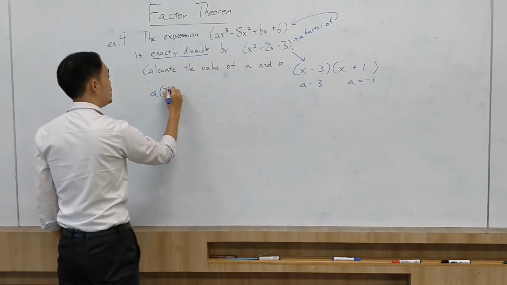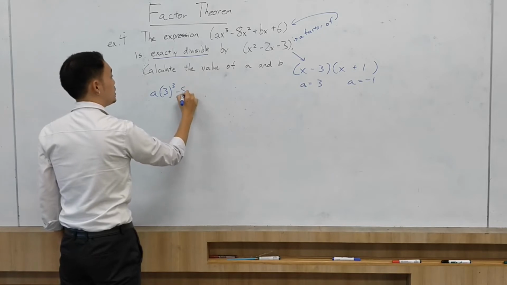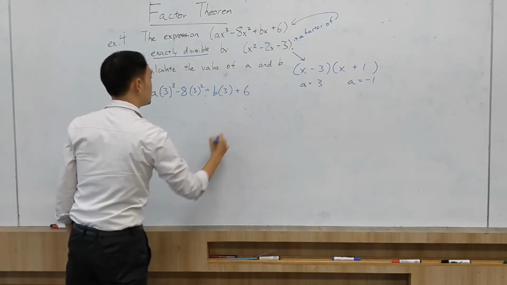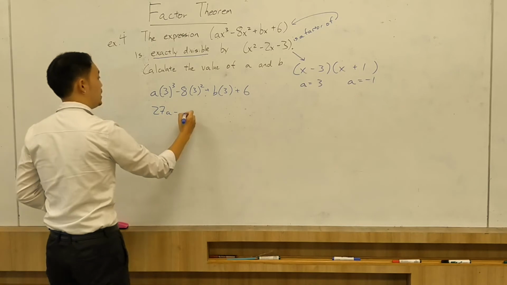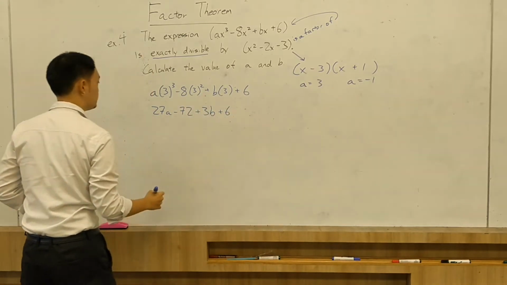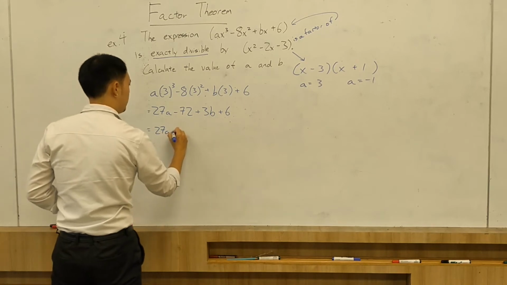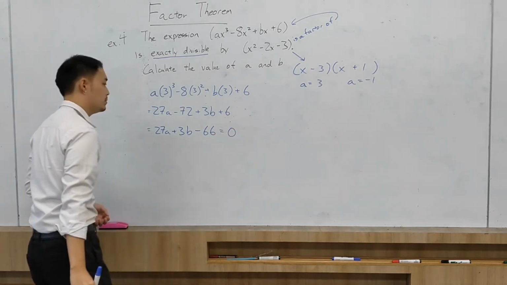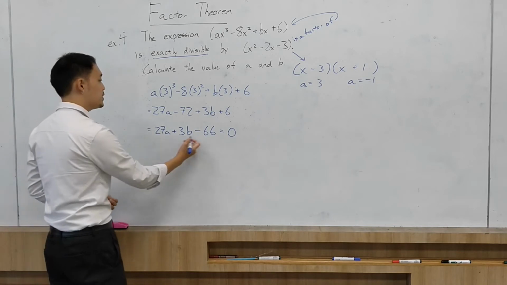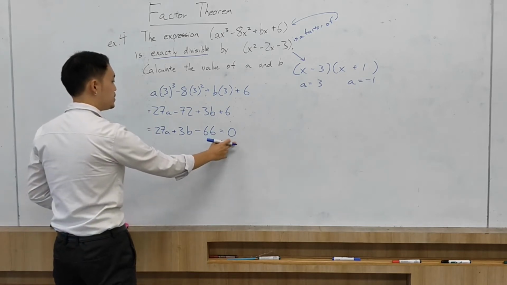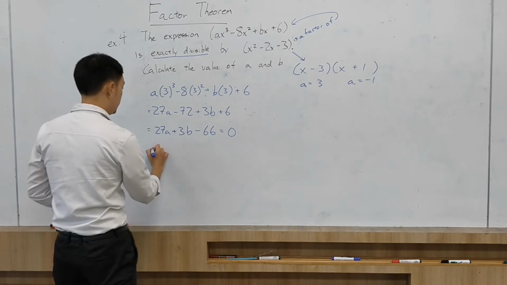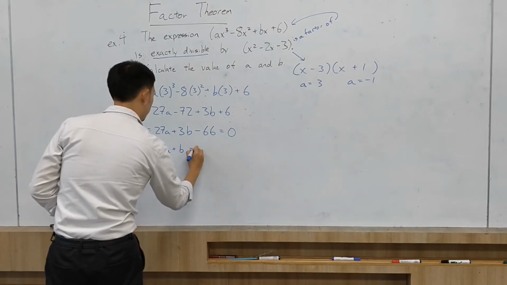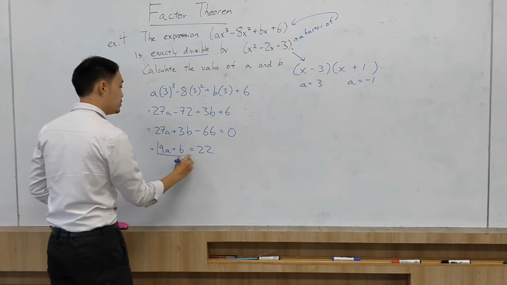I'm going to have a times 3 to the power 3 minus 8 times 3 squared plus b times 3 plus 6. That's going to be 27a minus 9 times 72 plus 3b plus 6. That becomes 27a plus 3b minus 66. And we know that this must equal 0. Let's simplify this down a little bit by adding the 66 over to this side and dividing everything by 3. So this becomes 9a plus b equals 22. All right, so there's my first equation.